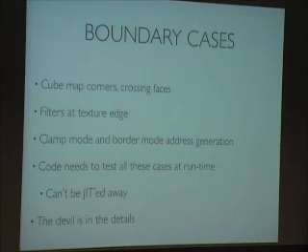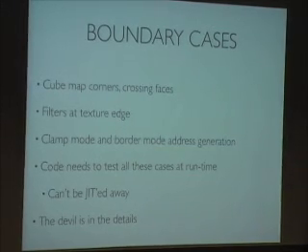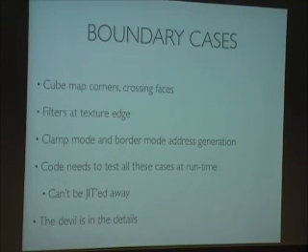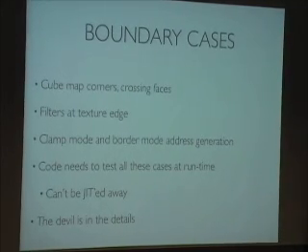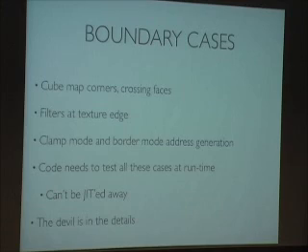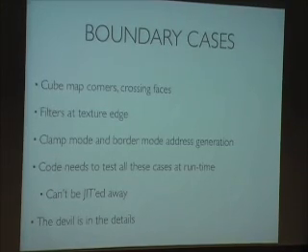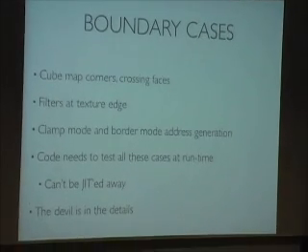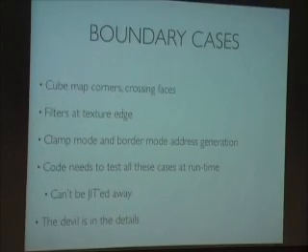And all of this stuff really needs to be tested and evaluated at runtime. And this is quite slow, and you have to do it on every single texture access. You can't just JIT that away and make it very efficient. And so the code ends up having lots of ifs and conditional branches, and all of that makes the code very inefficient. And so this is one of the big reasons why we use hardware to do this.